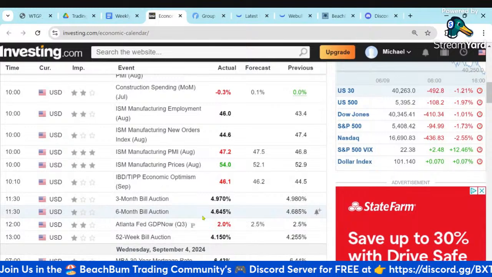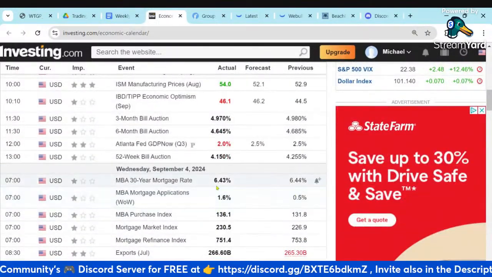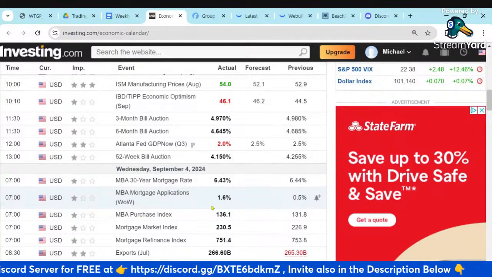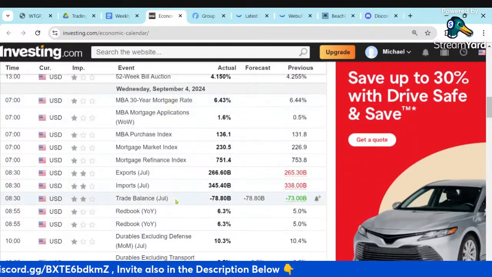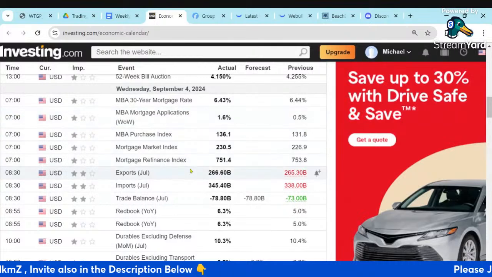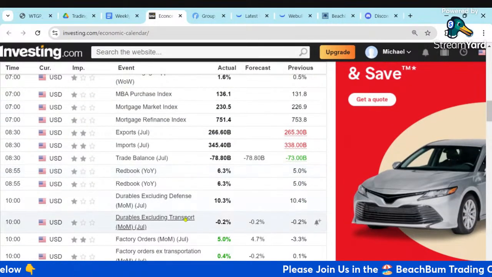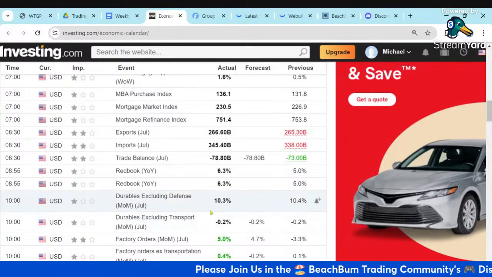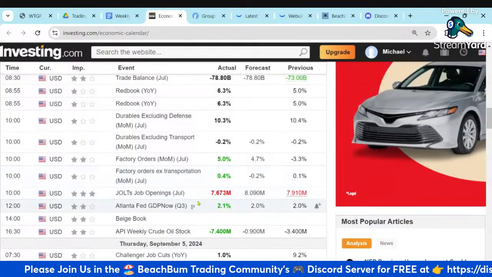Bond yields relatively stable. Mortgage rates dropped a little bit. Applications went up. So again, good for the housing market. Drop in bond yields, drop in mortgage rates, positive for real estate in general, housing market. Global orders, pretty stable. Factory orders, pretty stable.